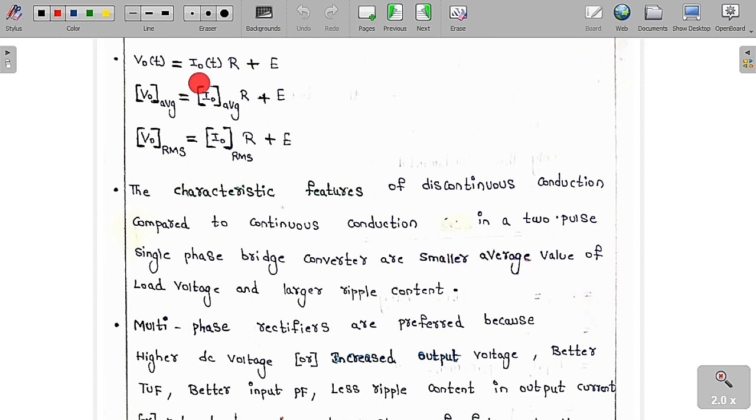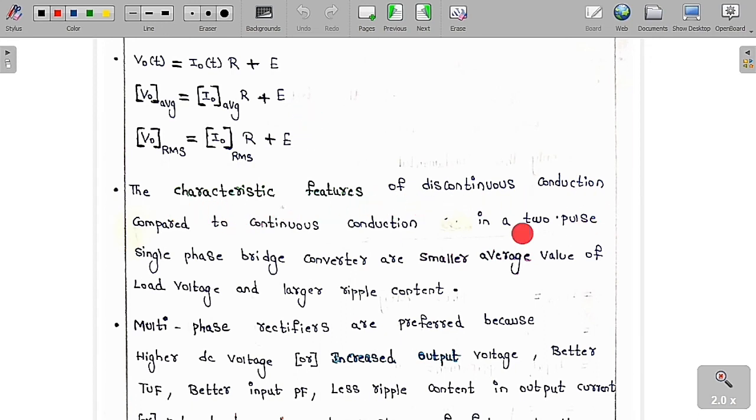Suppose V naught of t is equal to I naught of t into R plus E, which means the load is an RE load. If you want to find the average value, V naught average is equal to I naught average into R plus E, because the average value of E is again E. If you want the RMS value, V naught RMS is equal to I naught RMS into R plus E, because for a DC value, the RMS and the average value are the same.